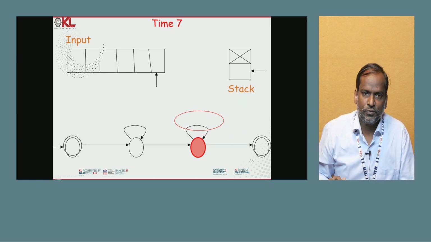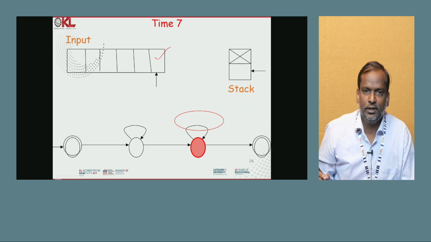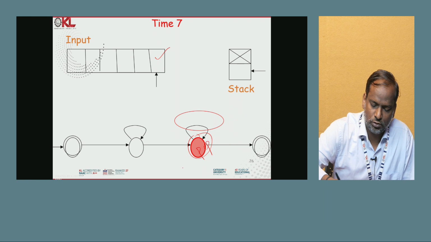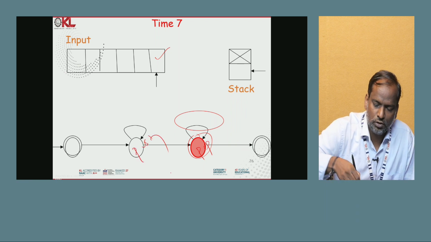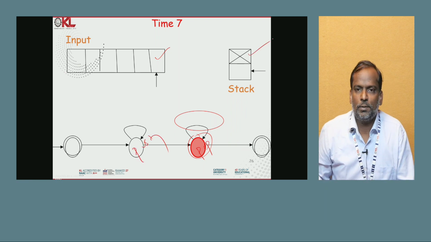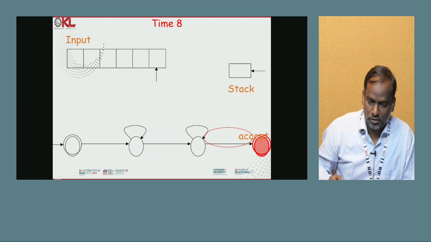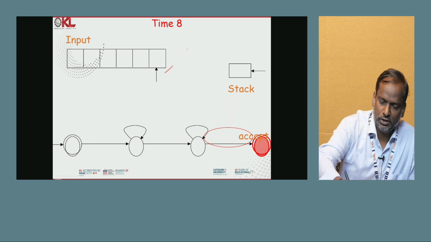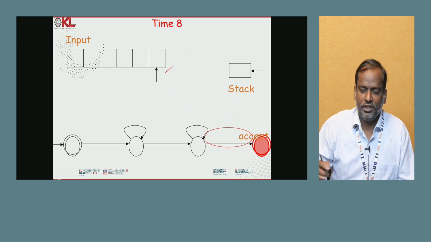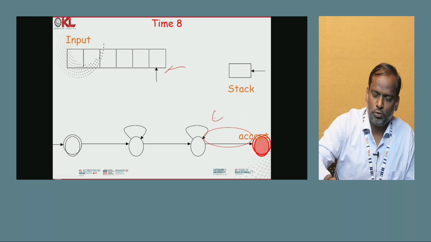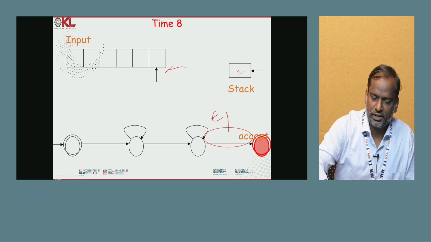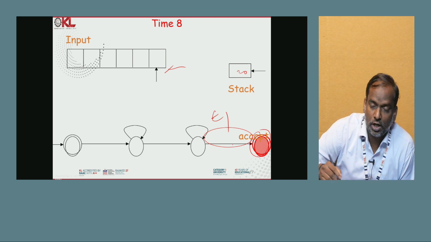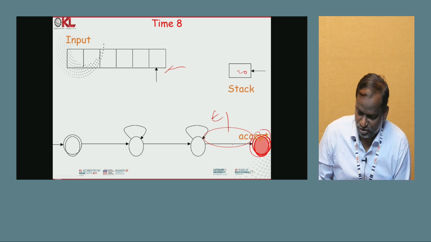Again read the next input, consider the state. Now it will pop the top of the stack. Now at time 8, we reached the end of the input. So here there is no input, right? If there is no input, and the top of the stack is Z0, then you can move to the final state, or you can call it the acceptance state.